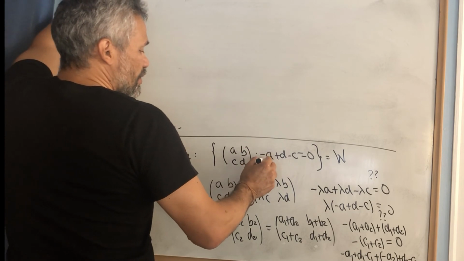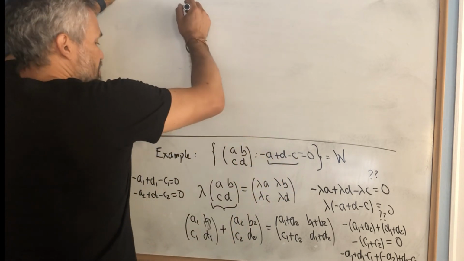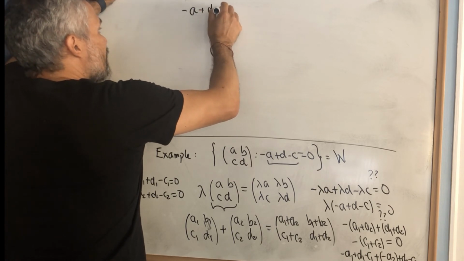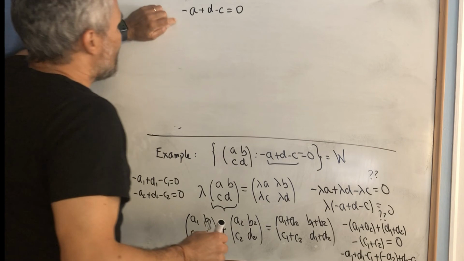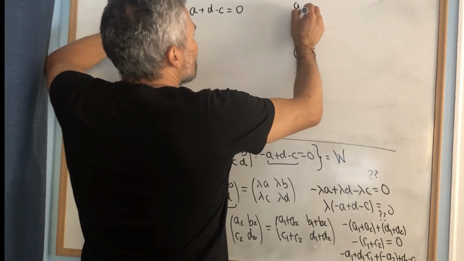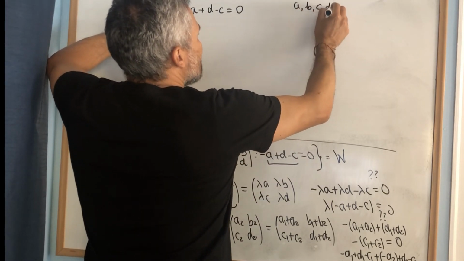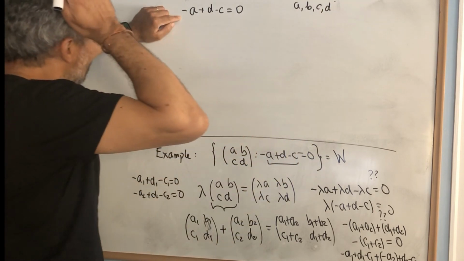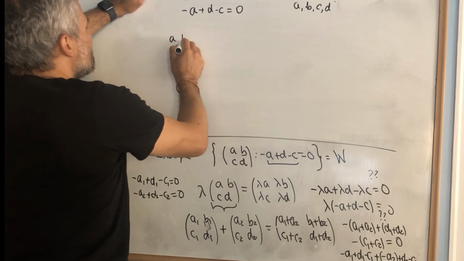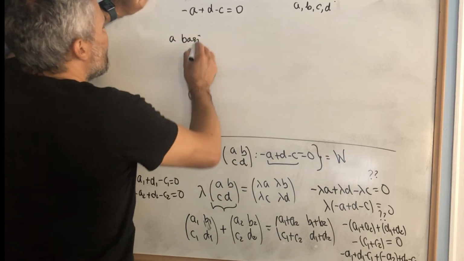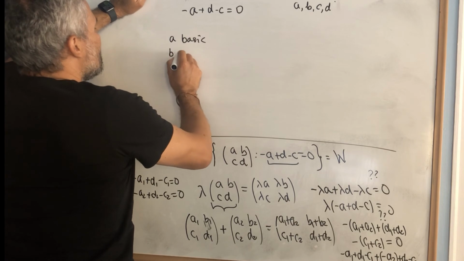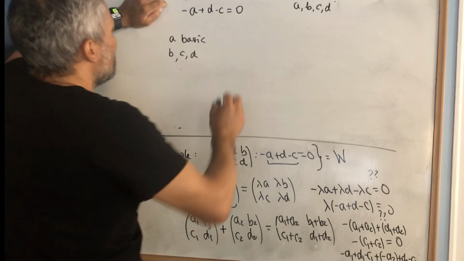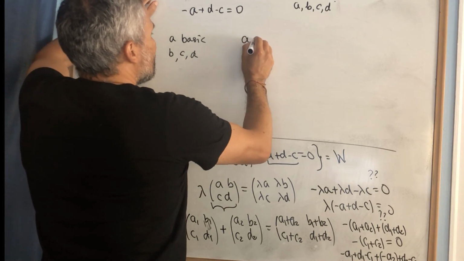Then essentially what we're going to do is solve this system: negative A plus D minus C equals 0. Remember that here, let's pretend that the variables are A, B, C, and D. Then A is a basic variable, and I have three free variables, B, C, and D. Then I can write A, the basic variable, in terms of the free variables.